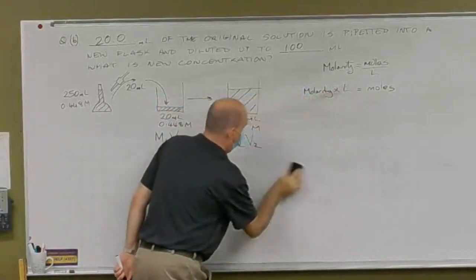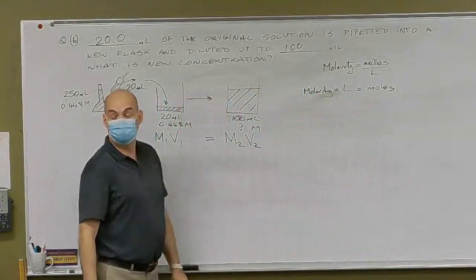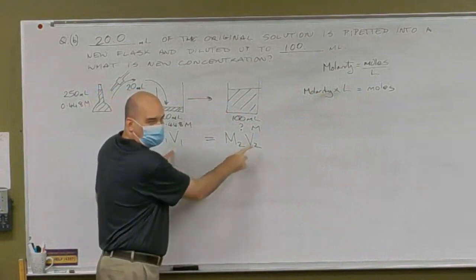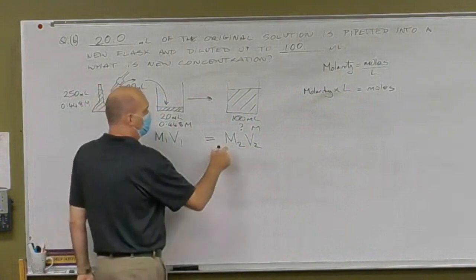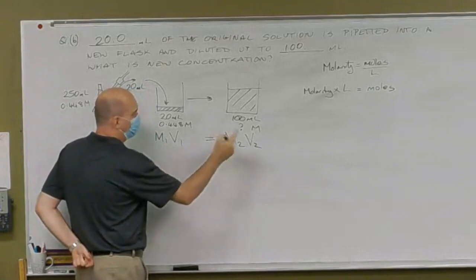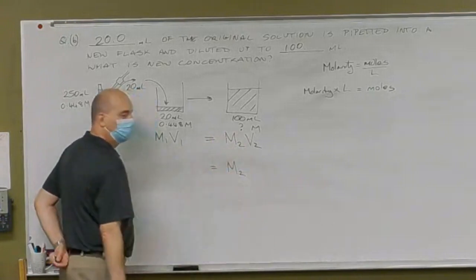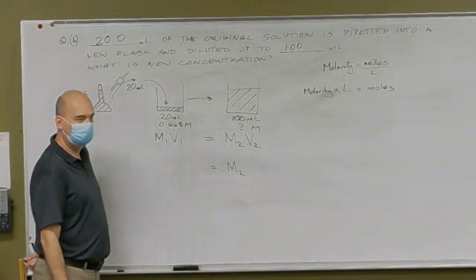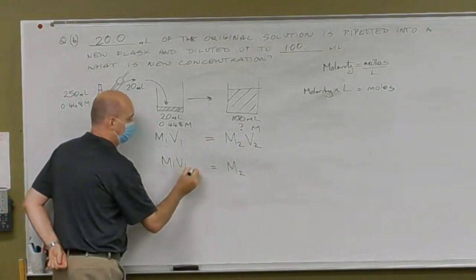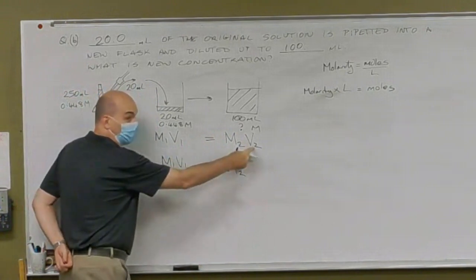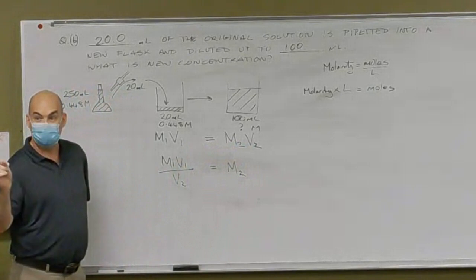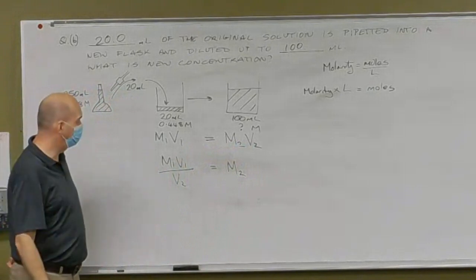Now you would think that those volumes have to be in liters. They should be. But as long as they're the same as each other, they're going to cancel each other out. Because if it's M2 that I need to discover, if M1 V1 equals M2 V2, what's equal to M2? Exactly. If I move this term across the equal sign, it becomes a denominator. When you move things across the equal sign, they flip from being denominators to numerators.